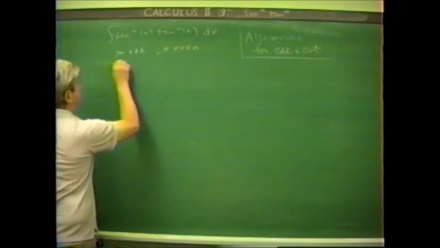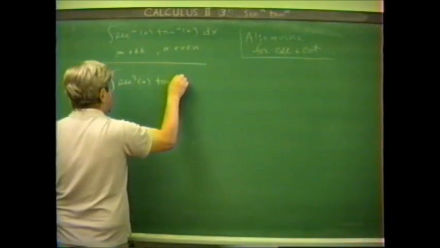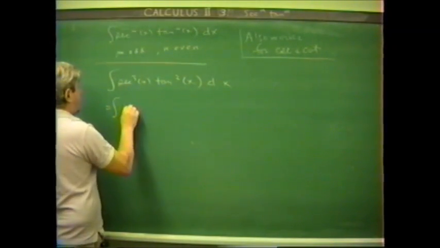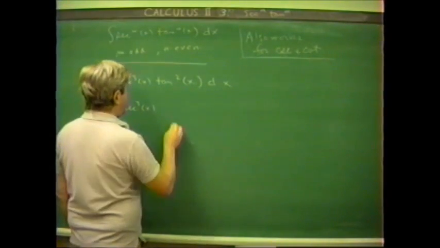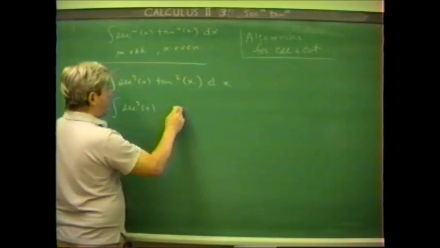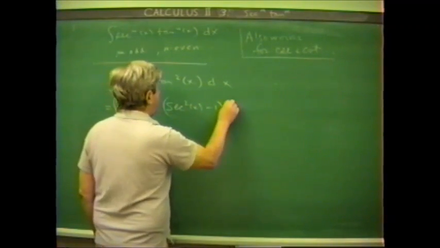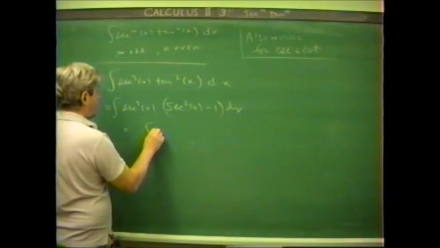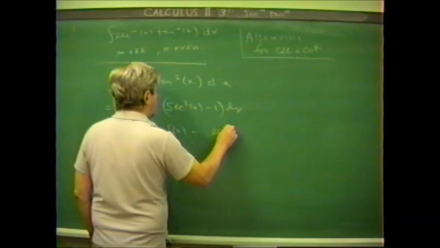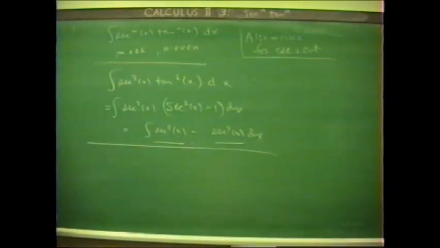Let's take a look at an example. We've got the antiderivative of secant cubed of x tangent squared of x with respect to x. This is going to be the antiderivative of secant cubed. Change all the tangents over to secant, so this is going to be 1 minus, tangent squared is secant squared minus 1. Multiply it out, and we find that we're dealing with the antiderivative of secant to the fifth minus the antiderivative of secant cubed. So what we end up with is odd powers of the secants if you do this.